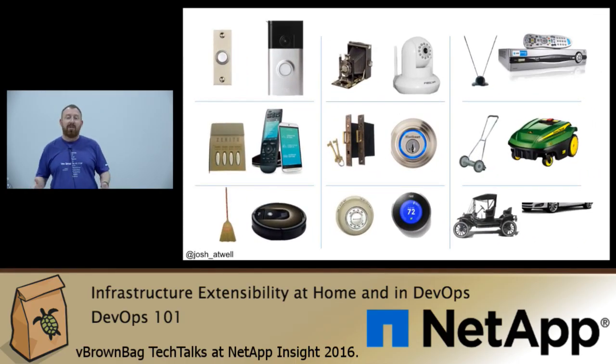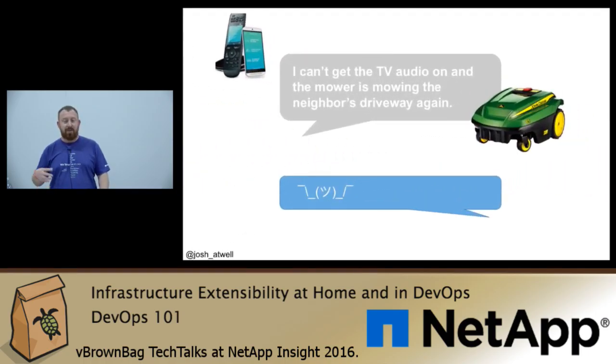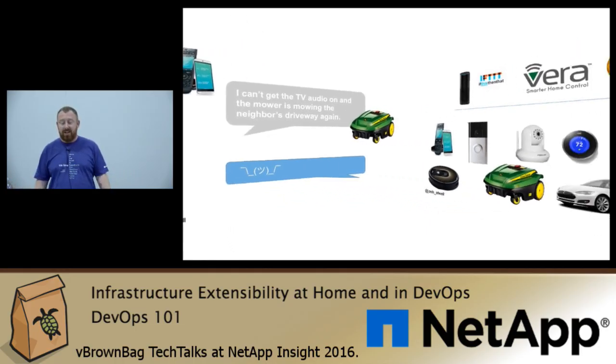But if you look throughout your home, there are numerous devices now that can be controlled via code. You can control them through applications that are provided from the vendor. And this is changing the way that infrastructure plays a part in our world, but it also creates challenges. For instance, I get a text message saying that the audio is not working on the television and the lawnmower is mowing the neighbor's driveway again. What do you do? Is this kind of a problem?